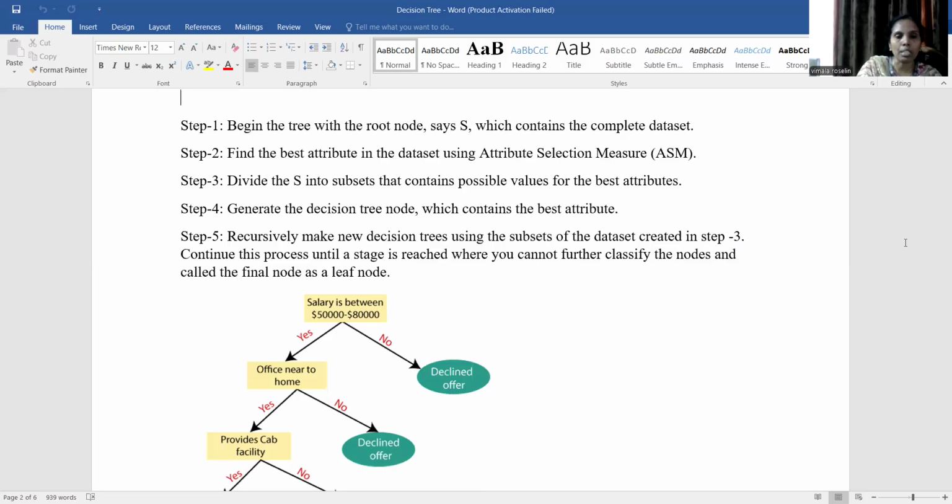In step 3, we divide the S or root node into subsets that contain the possible values of the best attribute. So further, we have to divide all these new tree nodes into subtrees, subtrees, subtrees. Like that, we have to divide until we cannot divide further.